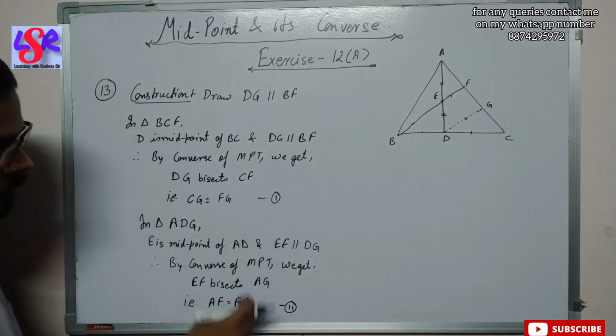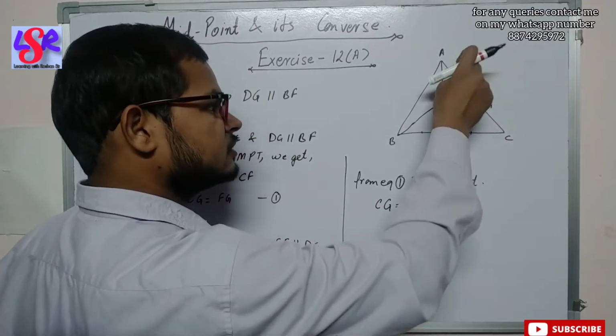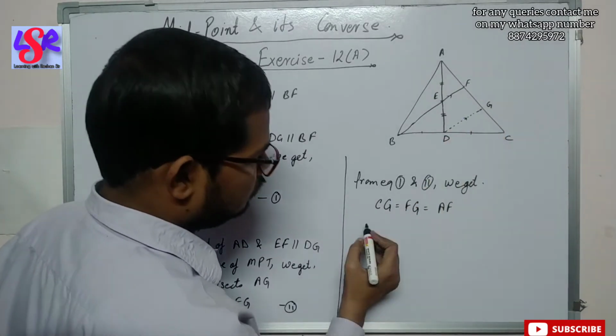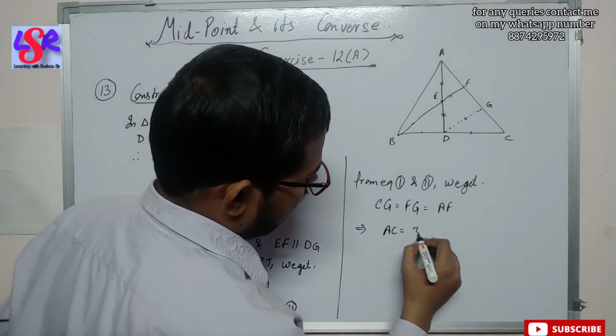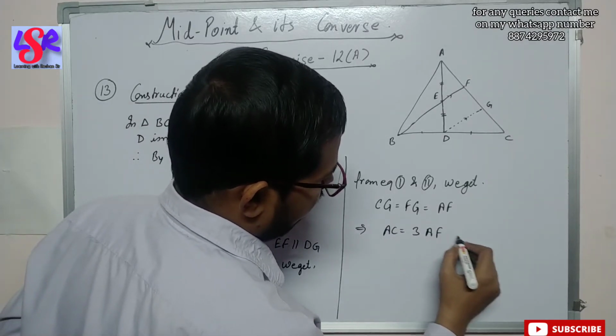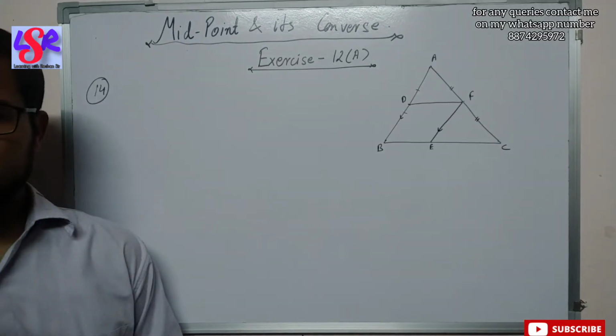So from equations 1 and 2 we get CG equals FG equals AF. That is, all the three sides are equal. So we can write this as AC equals 3 times AF. Hence proved. Now let's see question number 14.